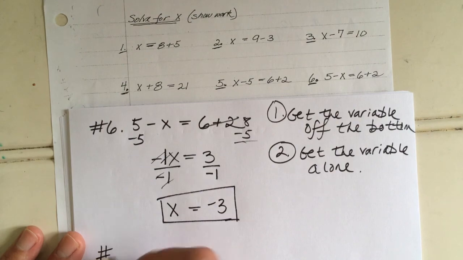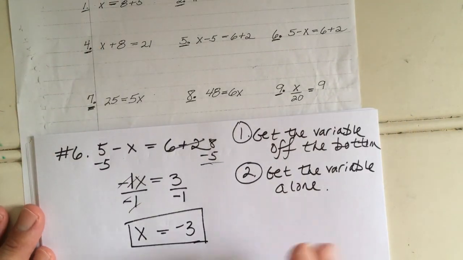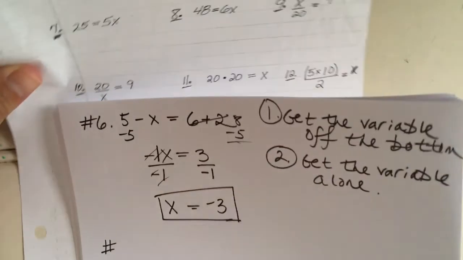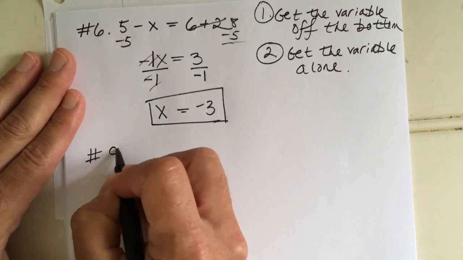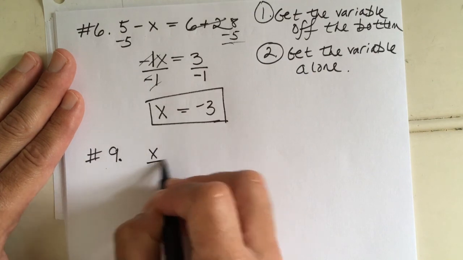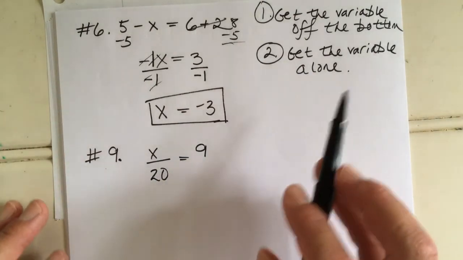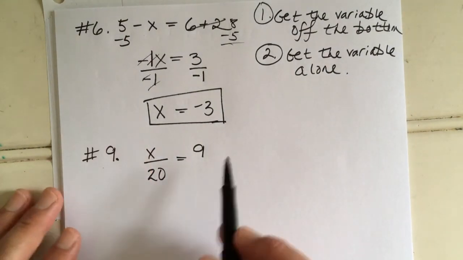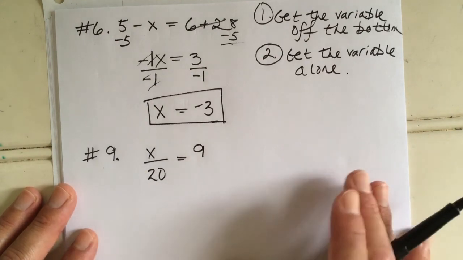Number 9 here. Do 9 and 10 because they kind of go together. So in problem number, let's see if I can move this up a little bit. In problem number 9, we have x over 20 is equal to 9. All right, so once again, get the variable off the bottom of the fraction. It is not. It is in the numerator, so we're good. Get the variable alone. It has this 20 underneath it, so I want to get rid of that.